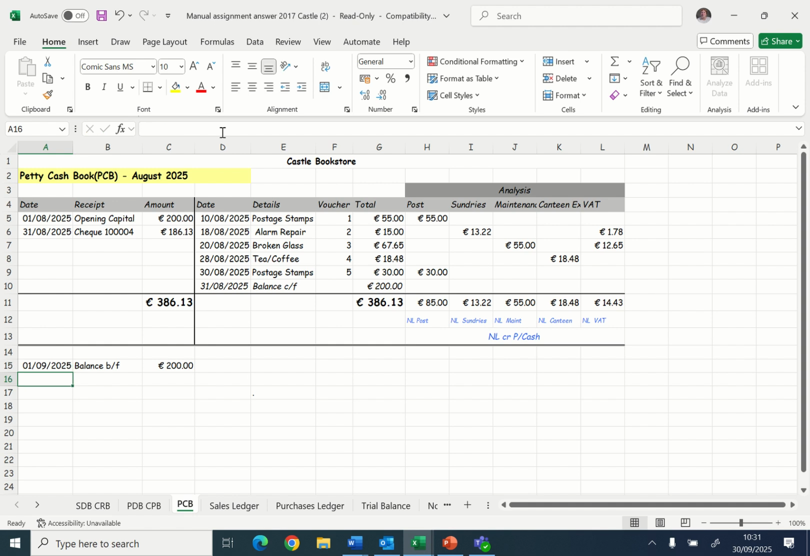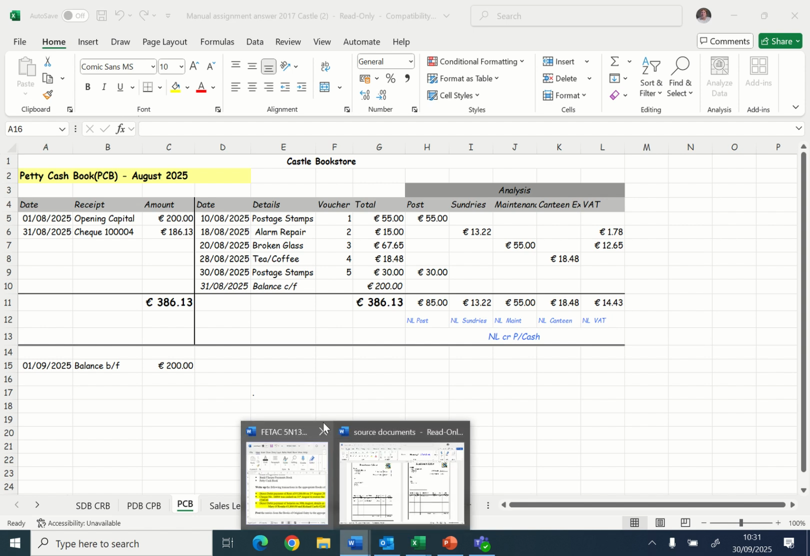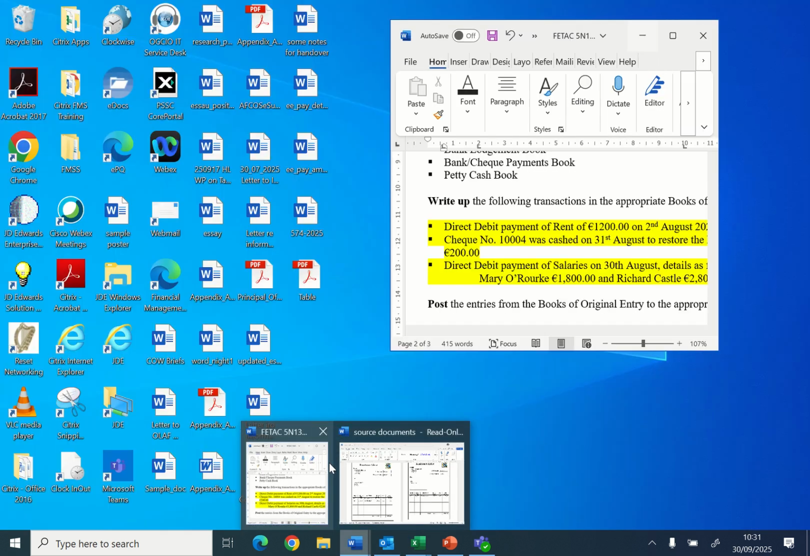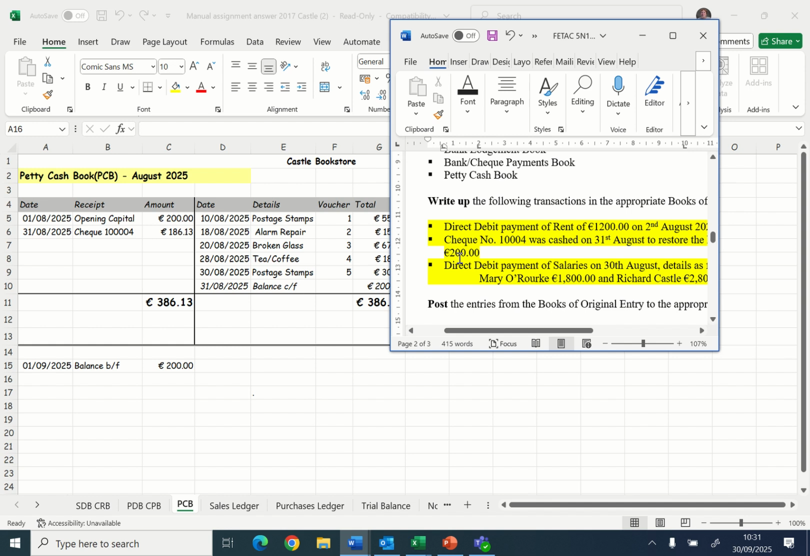Now, during the course of the month, we had a number of transactions go through our petty cash book. But the first thing that we have to deal with is obviously the money that comes into our petty cash. So our petty cash is our little red box that sits in the corner that we use for little ad hoc purchases, like going off to buy tea and biscuits, that kind of stuff.